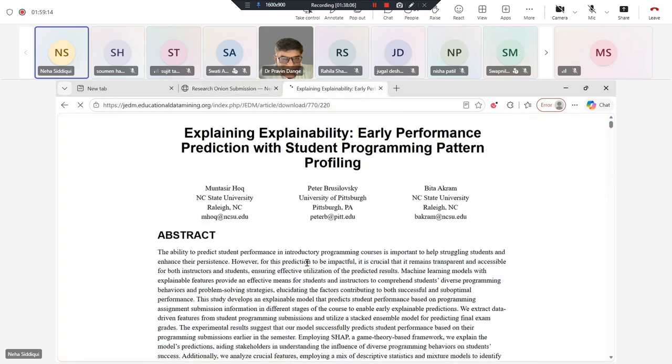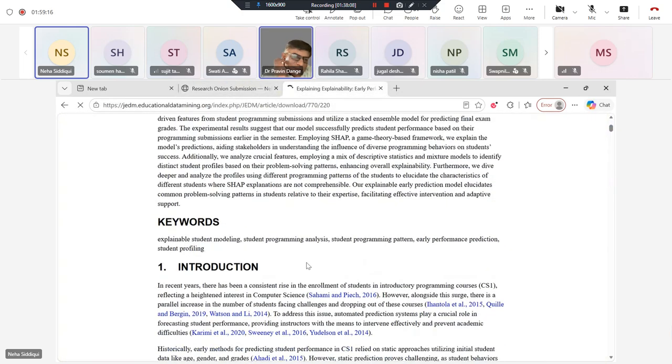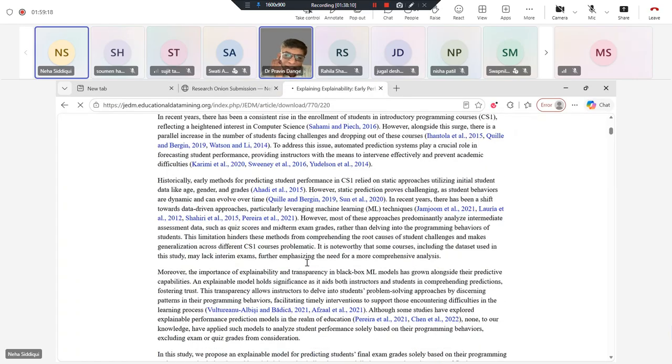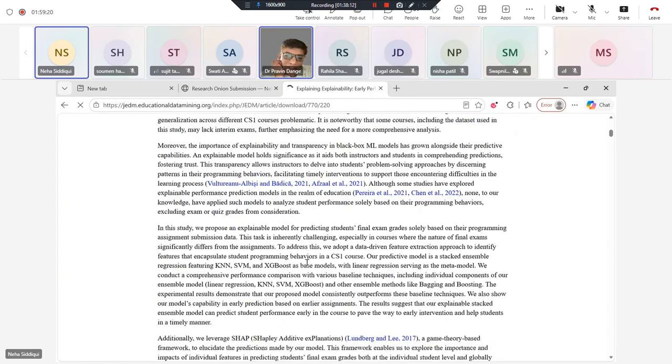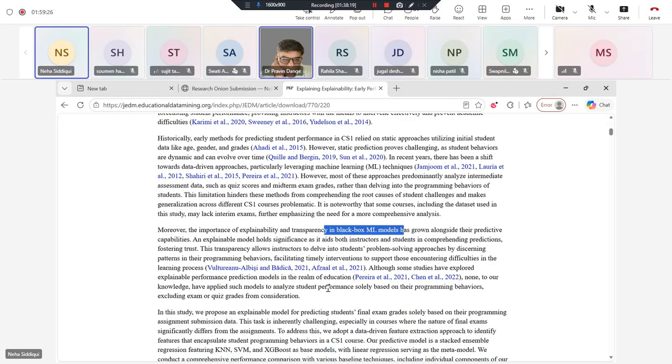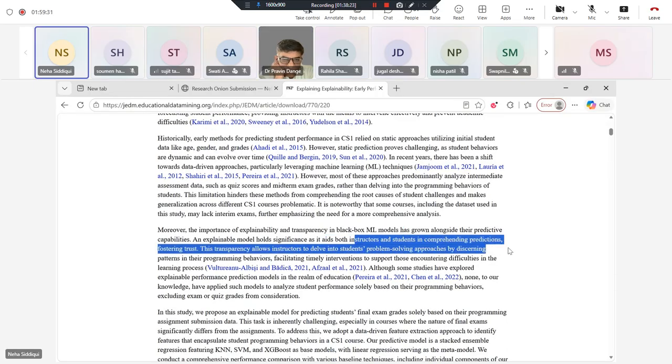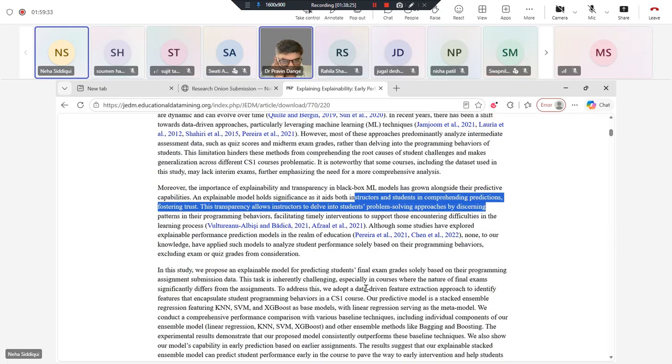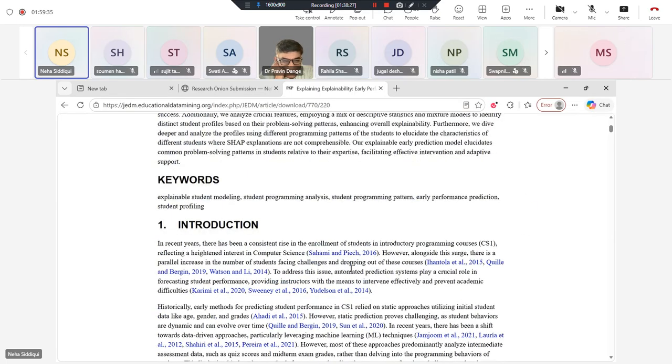Yes, sir. Here is the article itself. So it gives you the link, the article which is relevant to your research and your variables. If you see the article here, they are talking about the black box ML model, and it is also talking about the behavior of instructors and students in the comprehensive predictions. I've just scanned that.